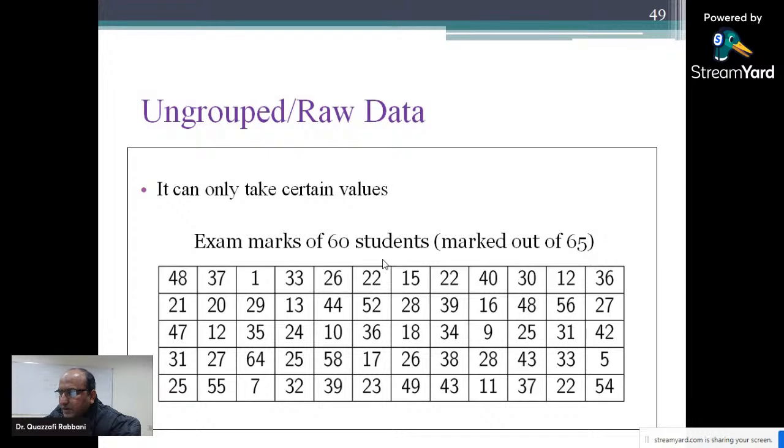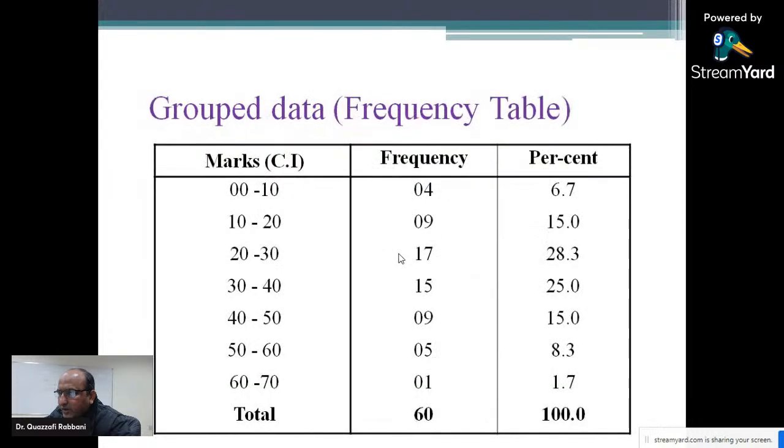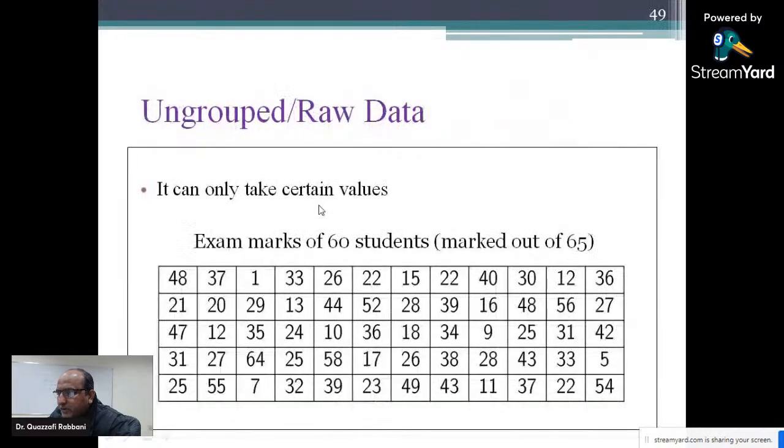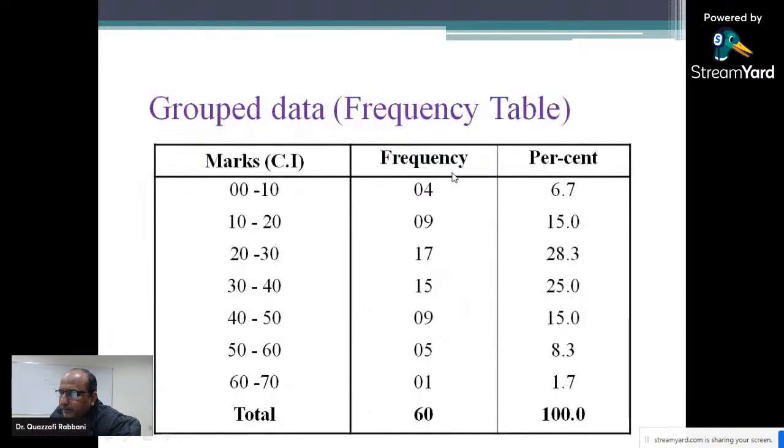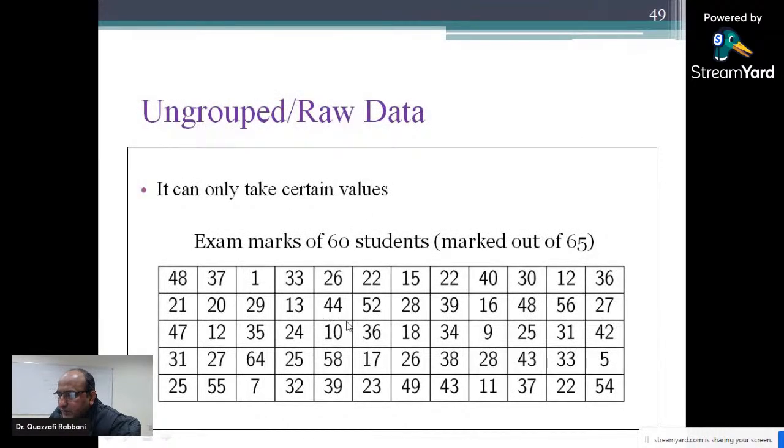Now these observations can be classified and organized in such a way, as group data. Here the marks are taken as class intervals, 0 to 10, 10 to 20. So if you count how many students got marks between 0 to 10, there are 4 students who got marks between 0 to 10.